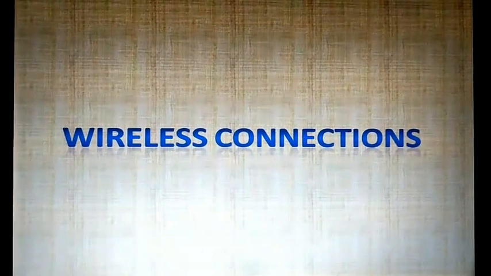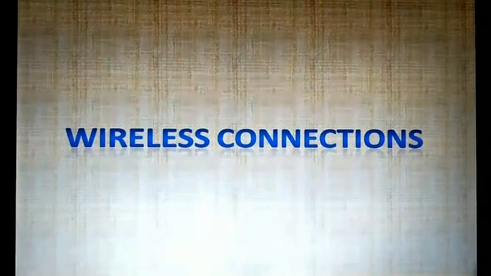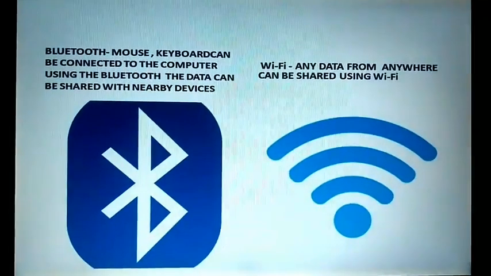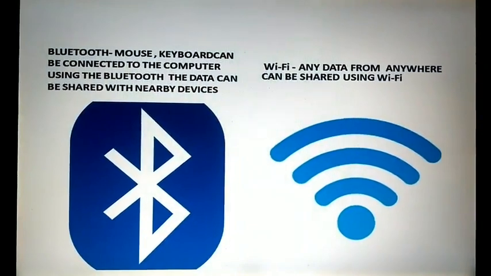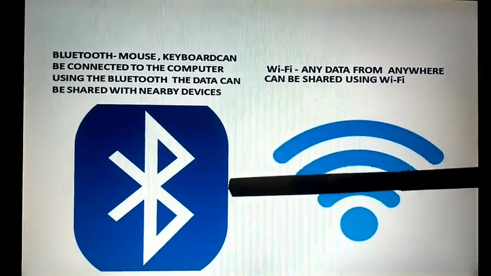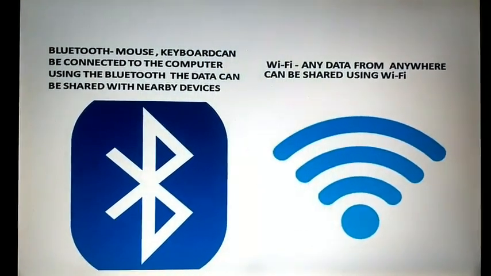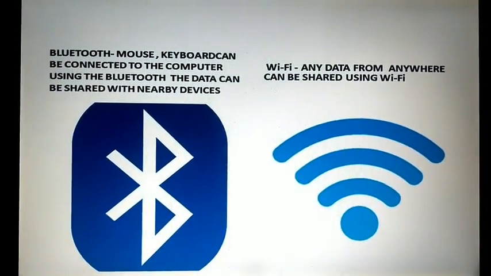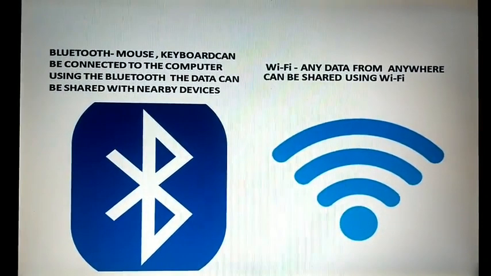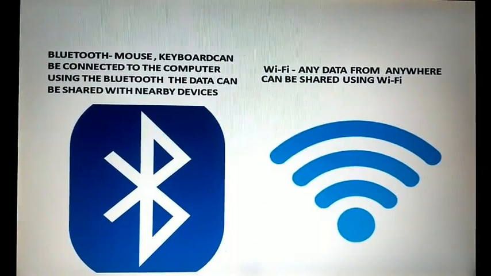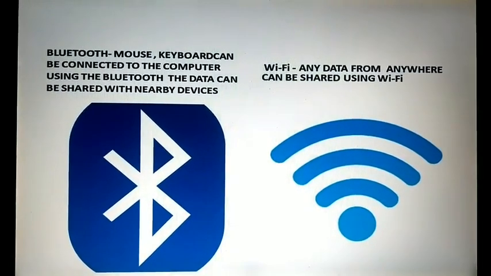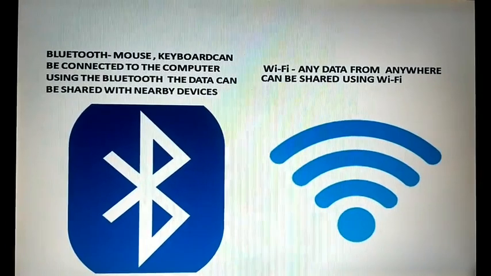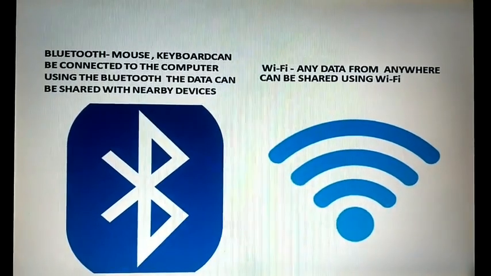Then some wireless connections are also there. Let me see about that. Bluetooth and Wi-Fi are the wireless connections. This is Bluetooth connection. Mouse and keyboard can be connected to the computer using Bluetooth. The data can be shared with nearby devices only. Then Wi-Fi: any data from anywhere can be shared using Wi-Fi. These two are the wireless connections to the computers.